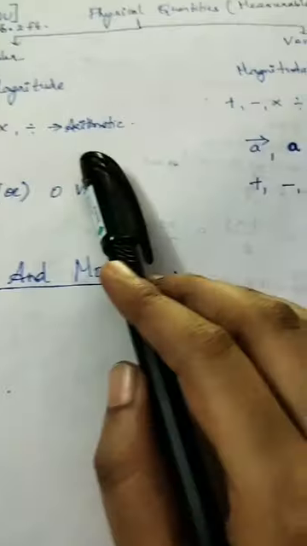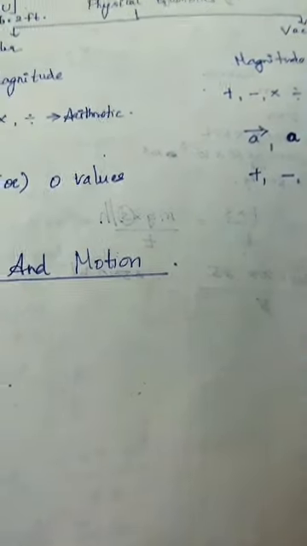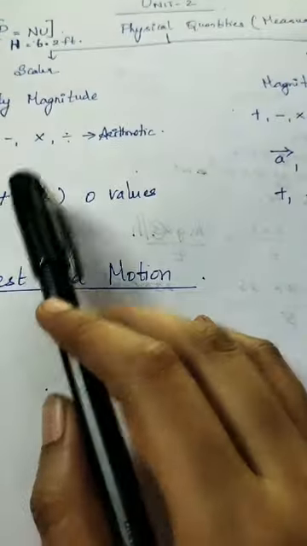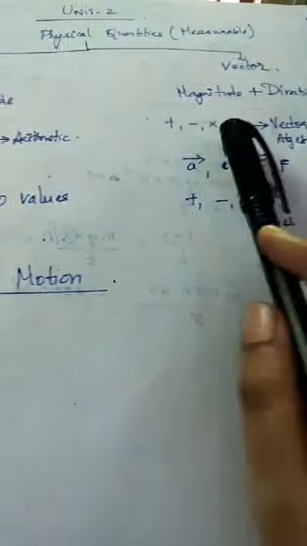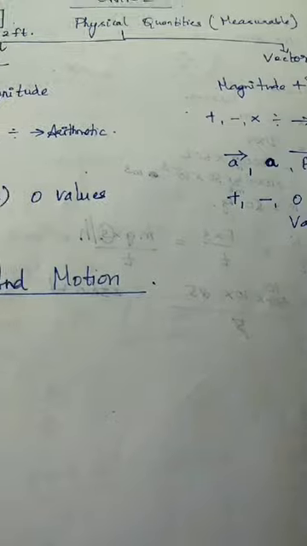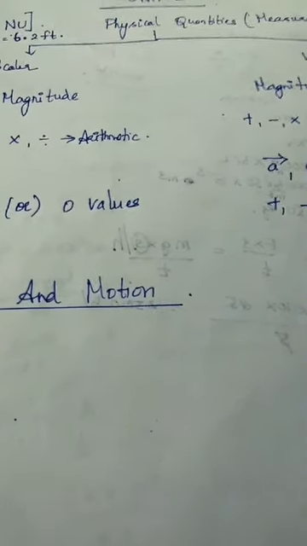So now we have seen a classification of physical quantity in terms of the magnitude and direction. If it is going to have only magnitude, it is scalar. If it is going to have magnitude plus direction, if I am able to say in which direction my particle is moving, then it is your vector quantity.